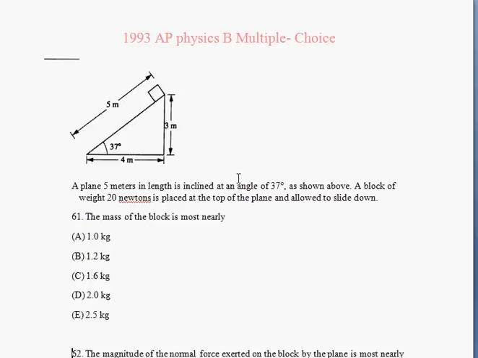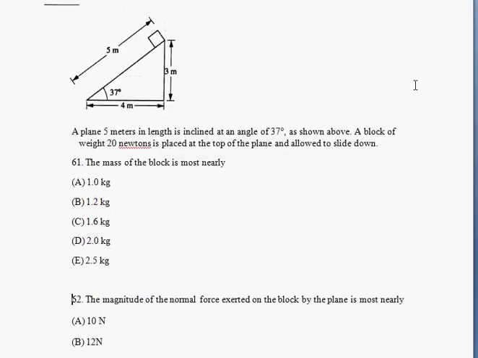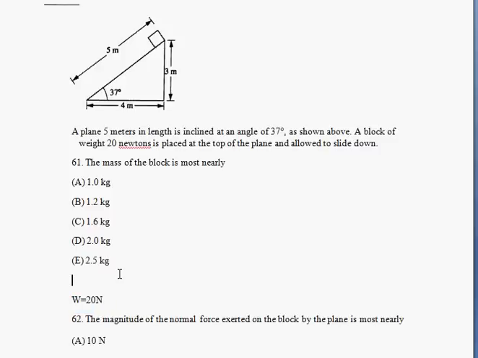Where there are three questions which are related to each other. So, a plane 5 meters in length is inclined at an angle of 37 degrees as shown above. A block of weight 20 newtons is placed at the top of the plane and allowed to slide down. So the weight is equal to 20 newtons.